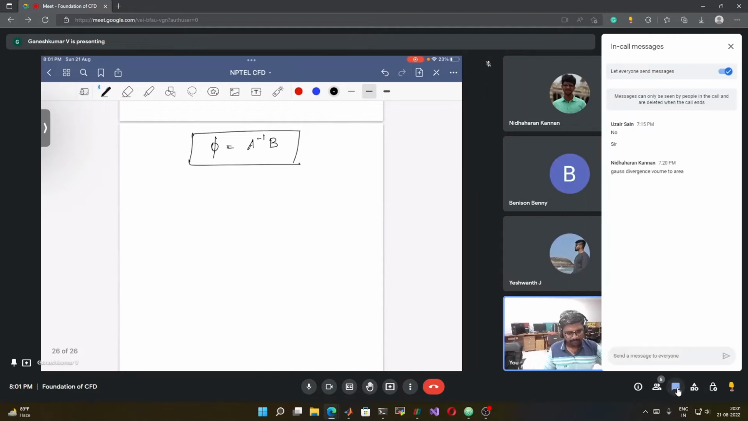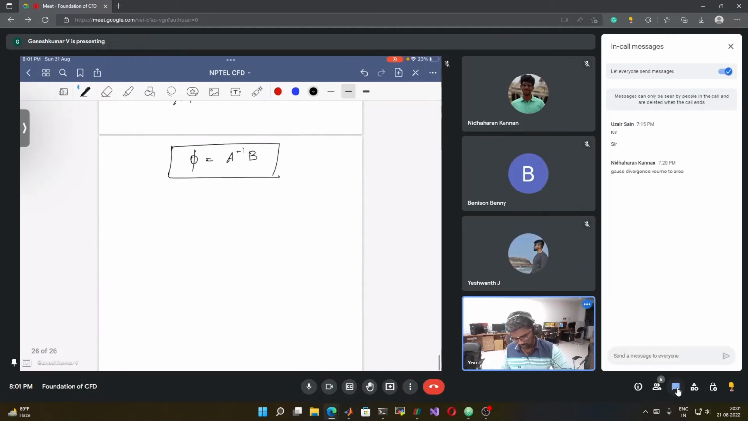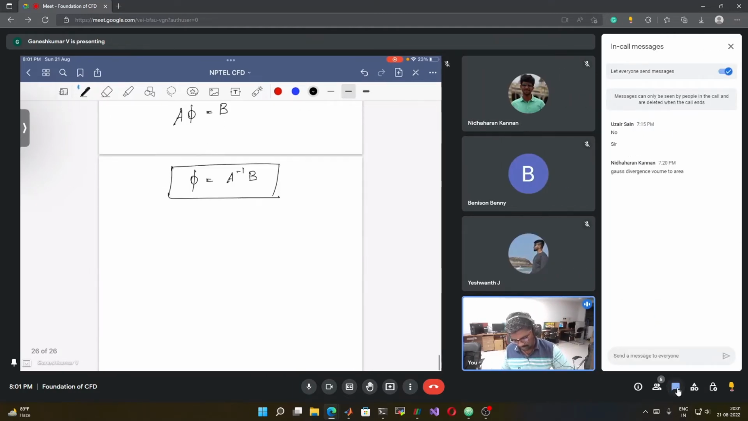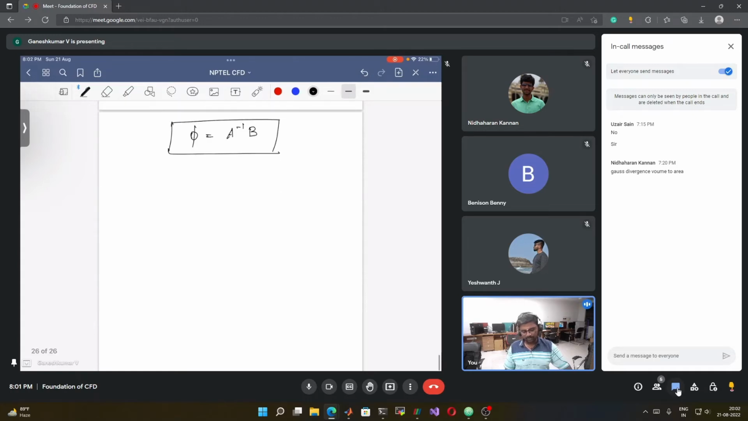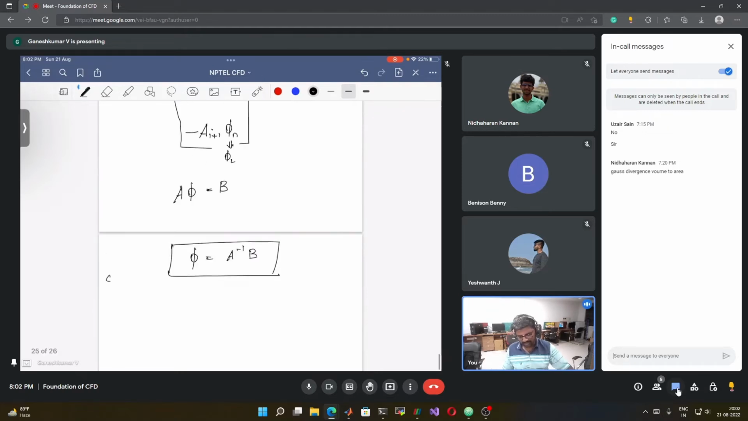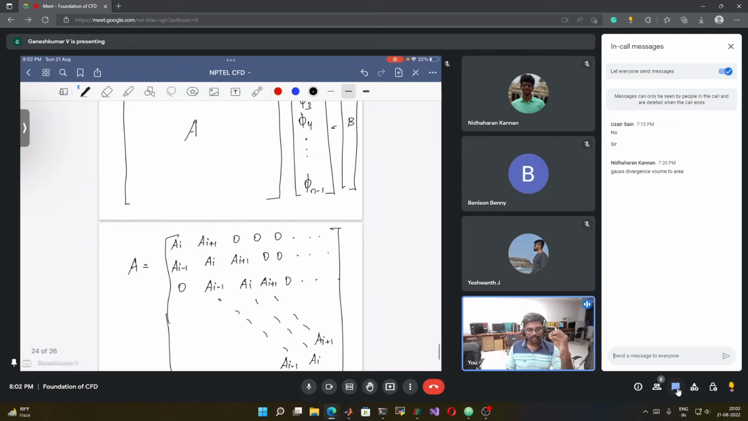So what I was trying to say is, phi is equal to A inverse b. So this is how you will get phi. You can do the same thing, you just need to find the coefficients. This is common for both CDS or UDS, whatever scheme you use. Only thing is the coefficients might change.